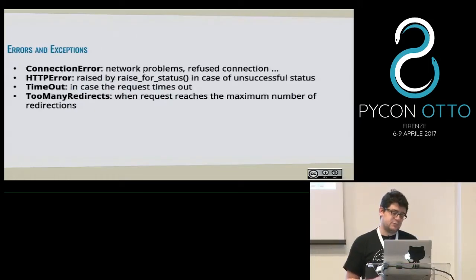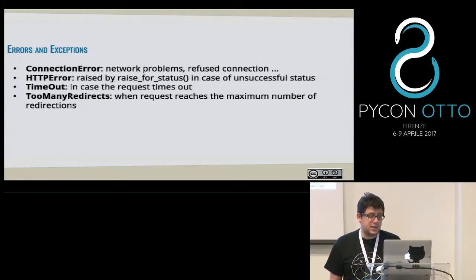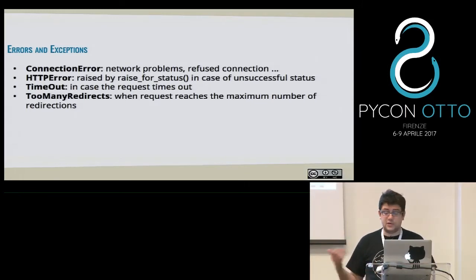Okay, so errors and exceptions. I will go later on a very important topic. These are all the kinds of exception you can get back from a response. You may have a connection error. Connection error is the basic case when, for example, your Wi-Fi is disconnected, there is a network problem, whatever, you're gonna get a connection error. HTTP error is the kind of exception returned by raise for status. So in case you use the raise for status on a request, you're going to get back an HTTP error.